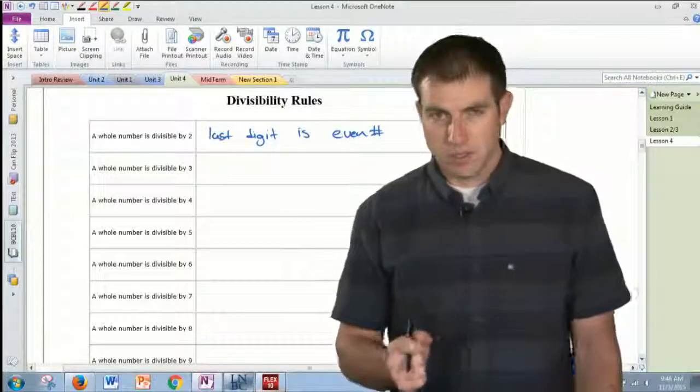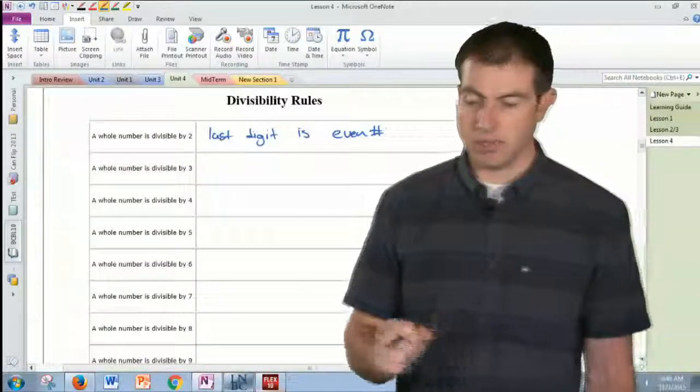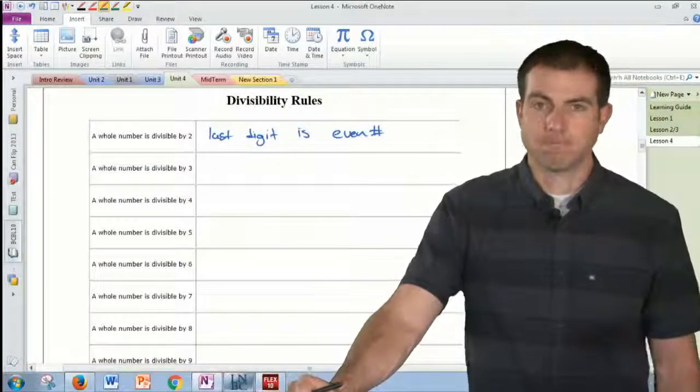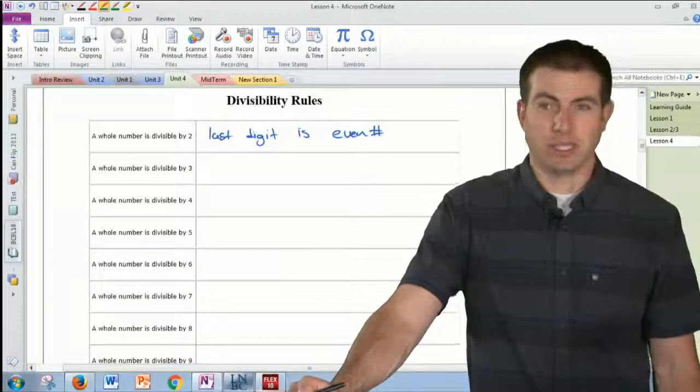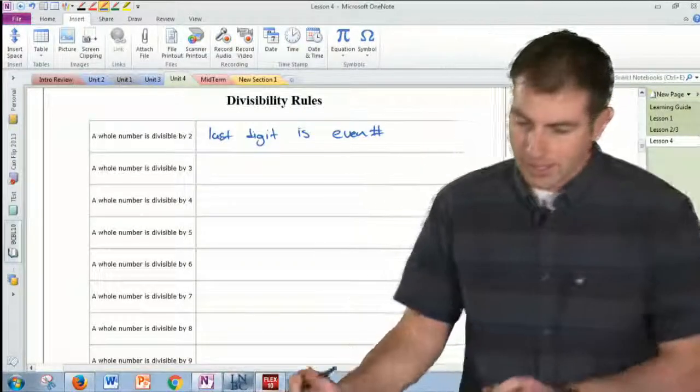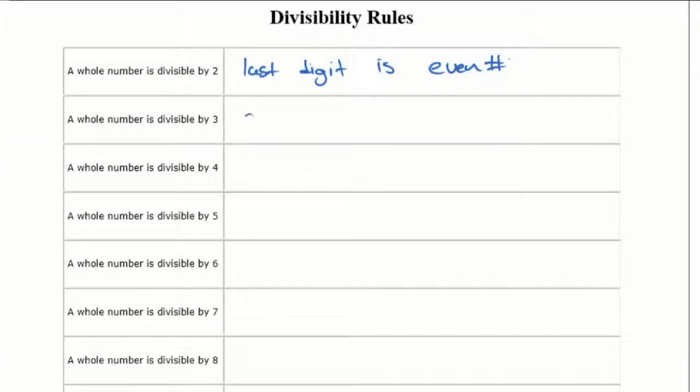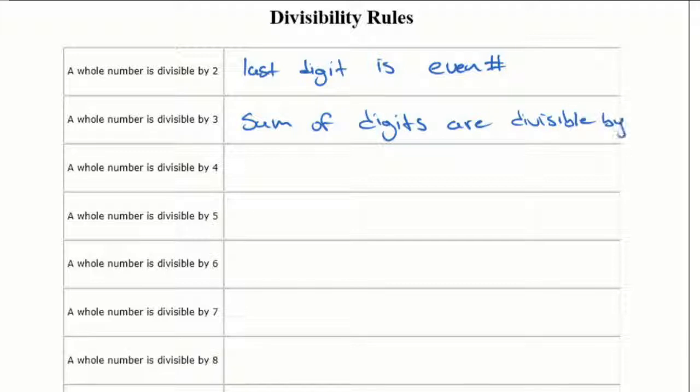Does anyone know the divisibility rule for 3? It's a bit of a strange one. You might not have ever heard it before. I don't see anyone typing in chat, so maybe I should just let the cat out of the bag. If I add all the digits up in a number, so I take the sum of the digits, and I divide them by 3, then the number itself is going to be divisible by 3.